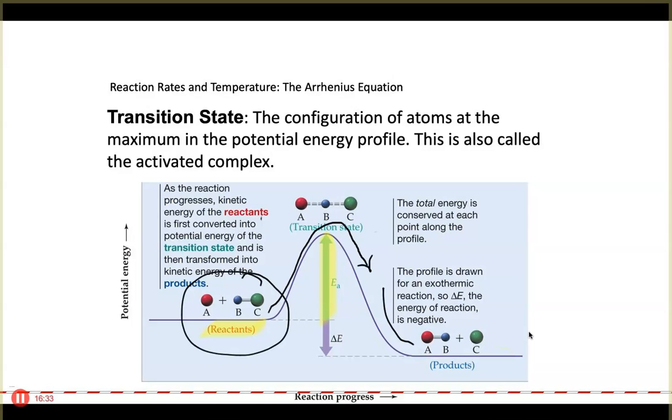And so what we see here in the products is now AB have formed a covalent bond, and then C has now basically moved off by itself. So we've broken a bond between B and C and formed a new bond between A and B.